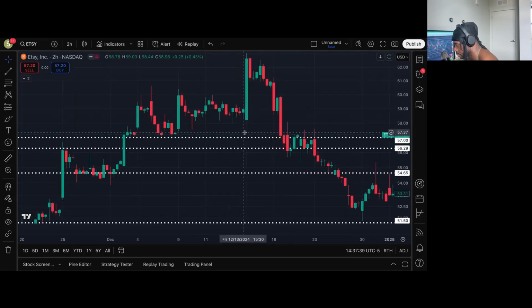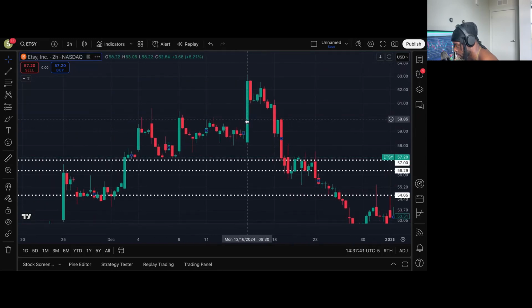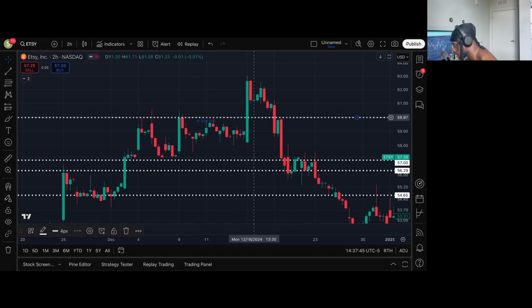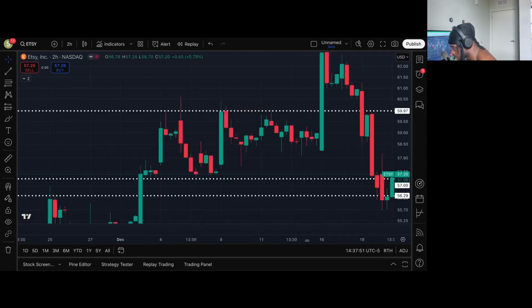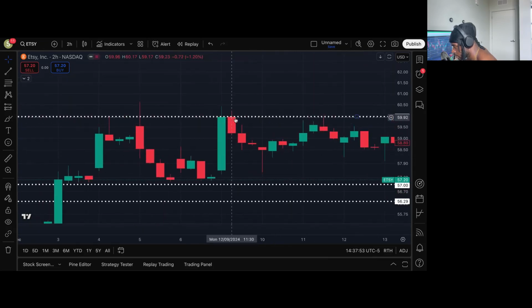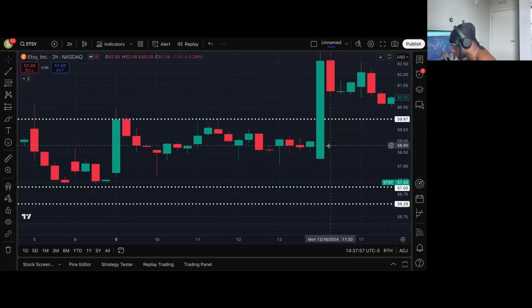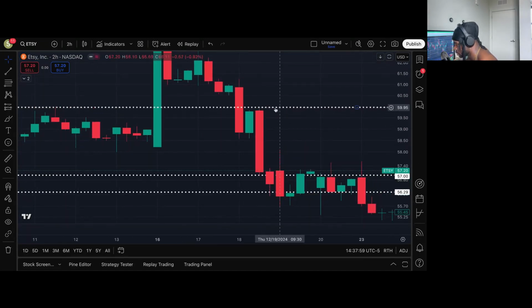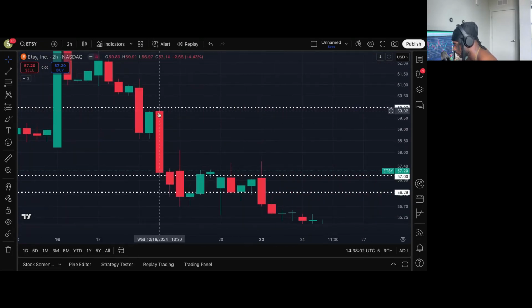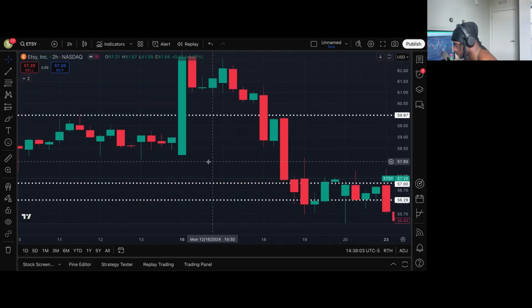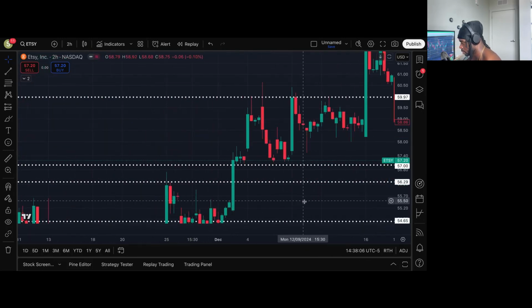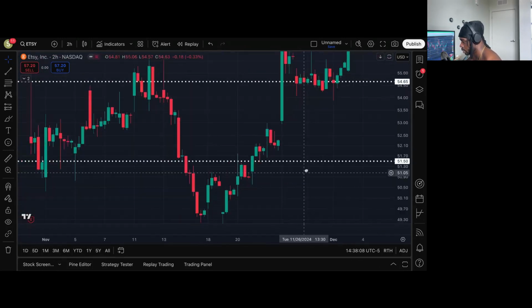So now we're getting pretty decent levels here on Etsy. That looks like another level right there. Penny tap wick, micro double top there. Micro double top, penny tap wick, rejection, penny tap wick, breakout, penny tap wick, but micro double top basically. So that looks pretty good. So we got some pretty good levels here on Etsy.